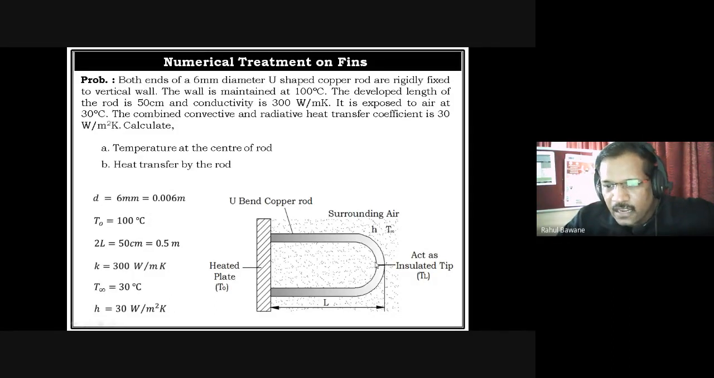And in that case, we observe there are two fins: the first is the bottom, the second is the top. So even though it is one rod, it behaves like two fins with insulated tip. Got it? And now individually, if the projected length is 2L, the length of each fin is assumed as L. So it will be 25 centimeter. So let us see how to solve this.